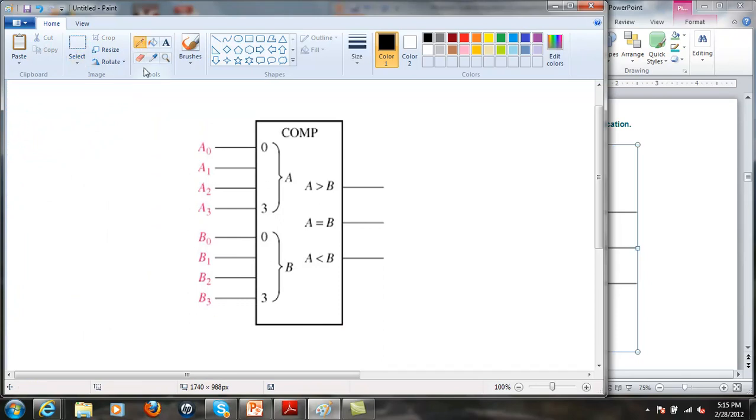So if I had the number 0, 1, 0, 1, if this is my MSB, that would be the number 10 in base 10. And then I had a 0, 1, 1, 1, which would be the number 14 in base 10. In this particular case, B is greater than A, so this would be a 1, 0, 0.